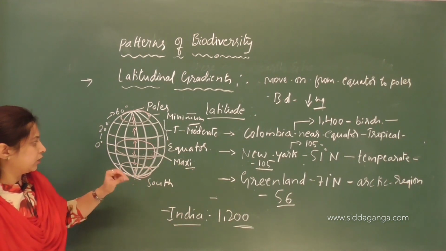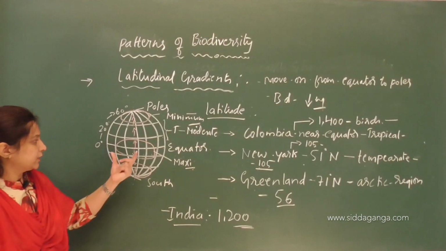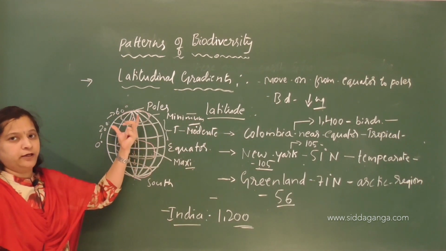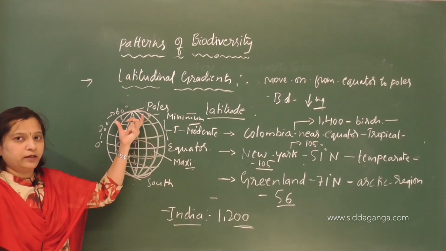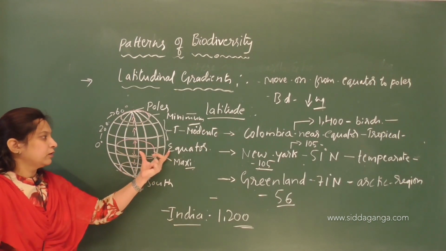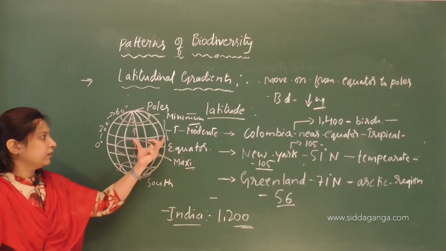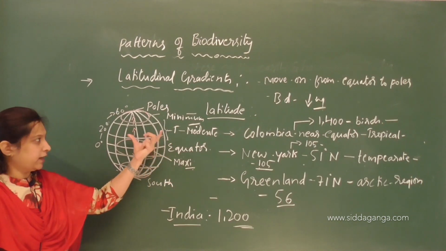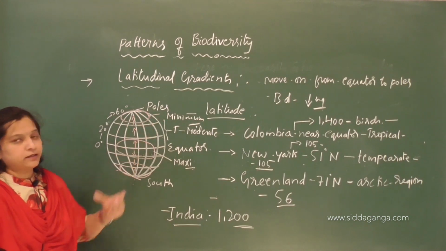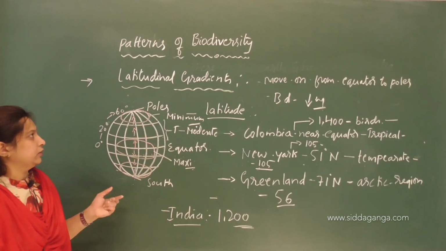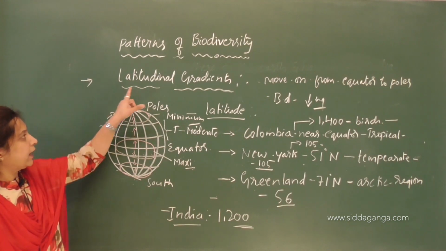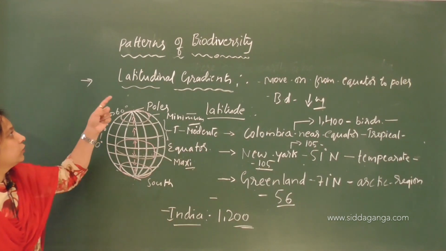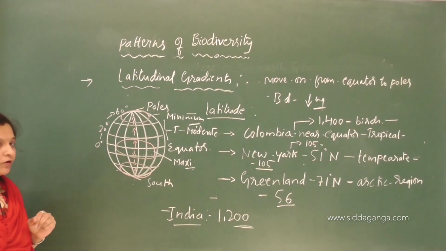So that is the latitudinal gradient. As we move from the equator towards the poles, the biodiversity goes on decreasing. It is maximum at the equator, in the tropical areas, moderate in the temperate areas, and very less, at a minimum, in the Arctic or polar regions. There are many patterns, but here they have given the latitudinal gradient. So this is the pattern of biodiversity.